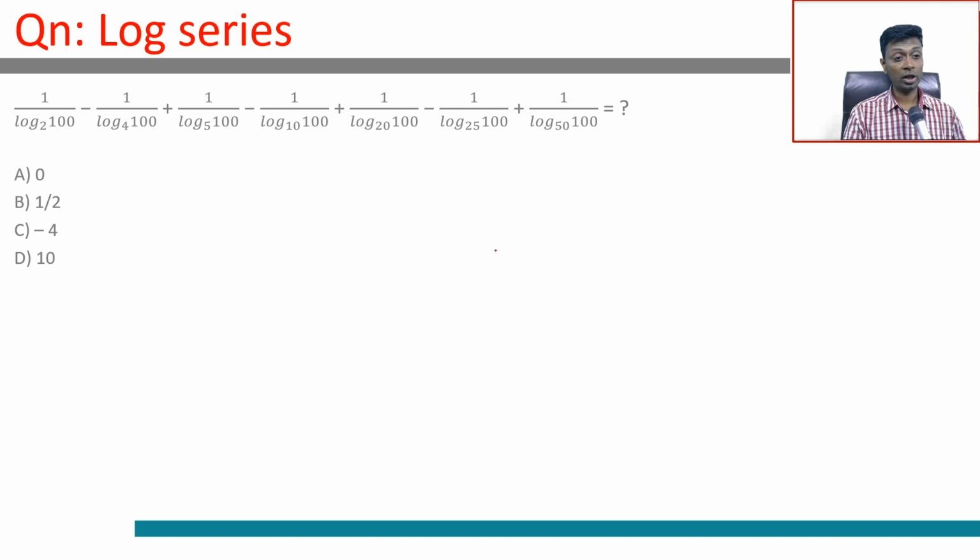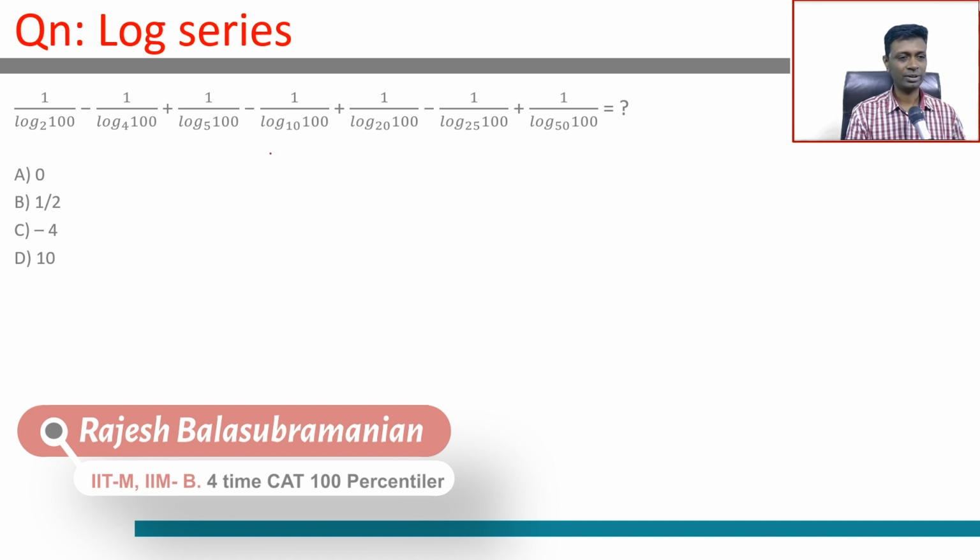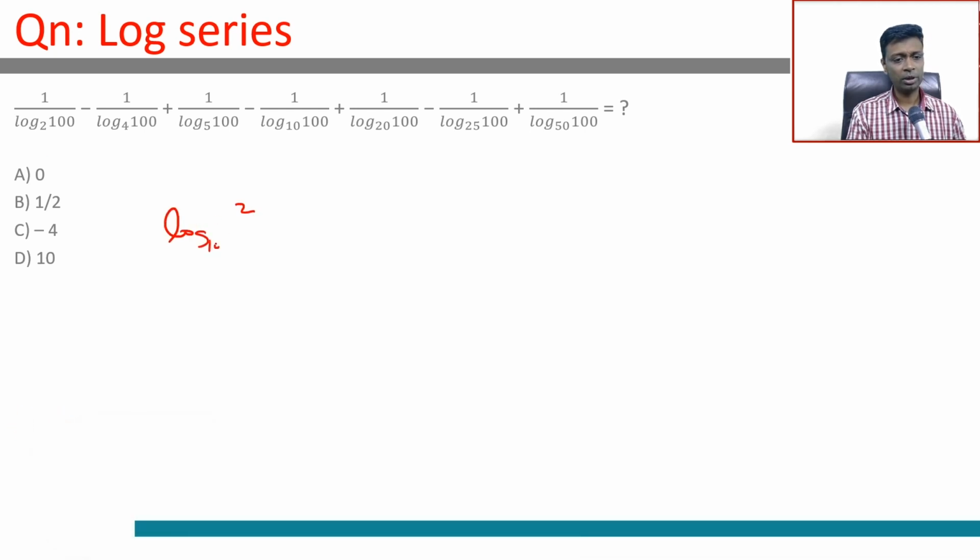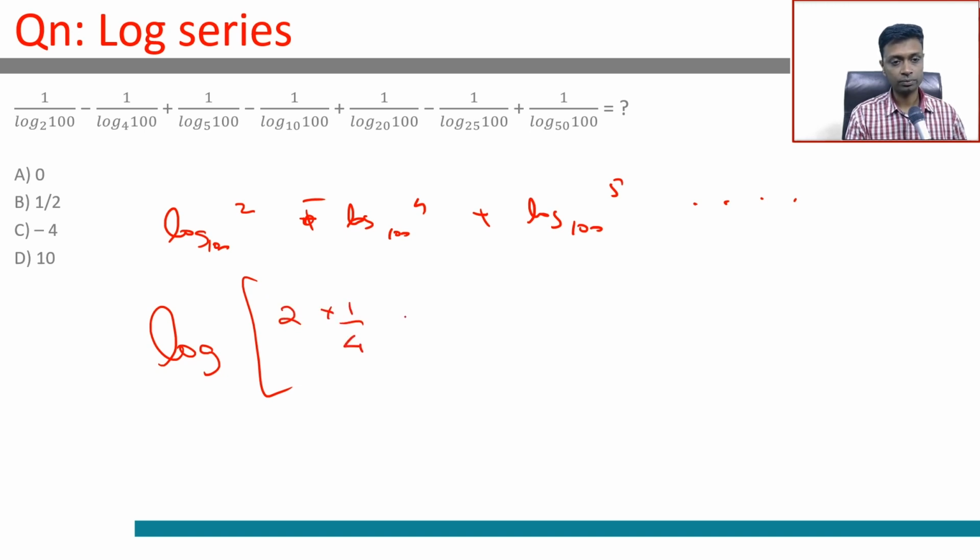1 by log 100 to the base 2 minus 1 by log 100 to the base 4 plus 1 by log 100 to the base 5. And all of this, I'm going to rephrase this. 1 by log A to the base B is log B to the base A. This is log 2 to the base 100 minus log 4 to the base 100 plus log 5 to the base 100, etc. I'm not going to write everything down because I'm already sensing this. Log A minus log B is log of A by B. Everywhere the base is going to be 100, or we are looking at log of 2 into 1 by 4 plus 5 into 1 by 10 plus 20 into 1 by 25.